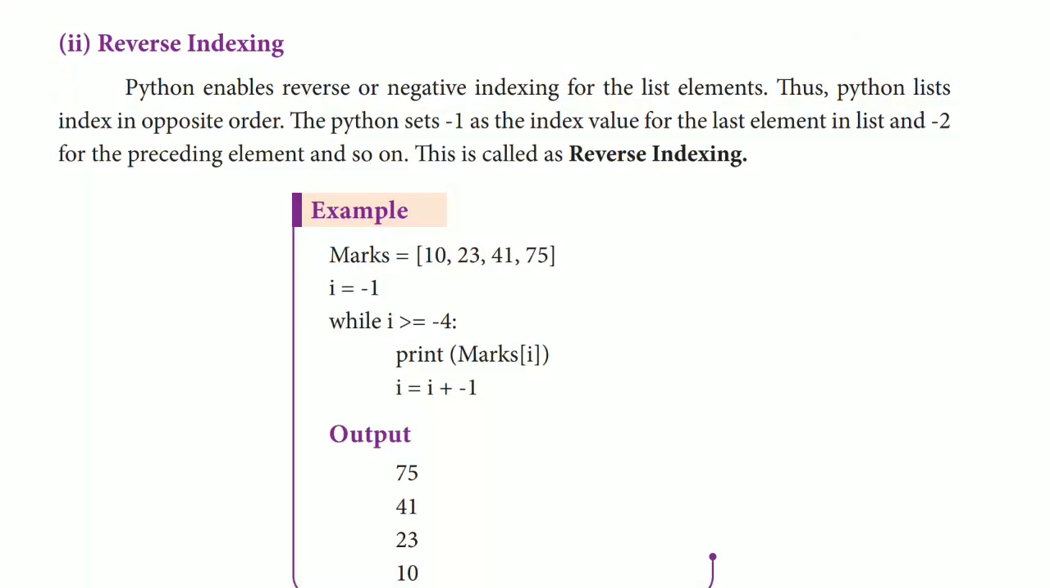So next is reverse indexing. In the last example, the I value is 0, but here the I value is minus 1, which means it will start from element 75 and print all the remaining elements in the list. It is the same example but in a different order, and as you can see, they are providing a decrement value instead of an increment. Here I is equal to I minus 1, so this will keep changing the value of I in the desired order.